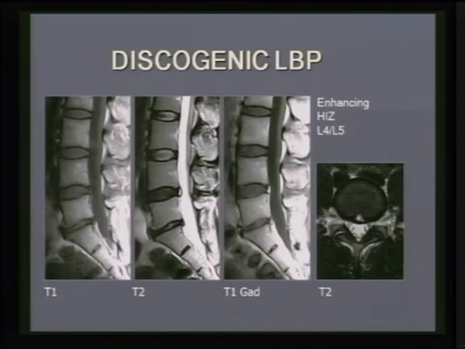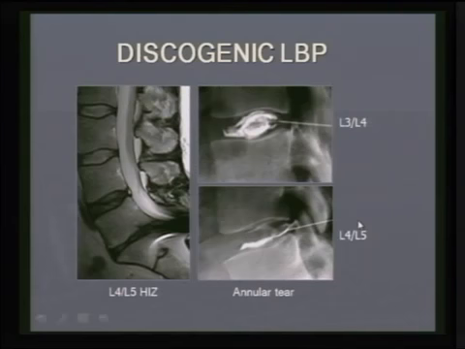At the L4, L5 level, we see a degenerate disc, height is maintained, a small posterior bulge, but a focal high-intensity zone seen just here, which is enhancing following contrast. We don't see it on the T1 weighted images, and we identify it also on the axial images within the central posterior aspect of the annulus.